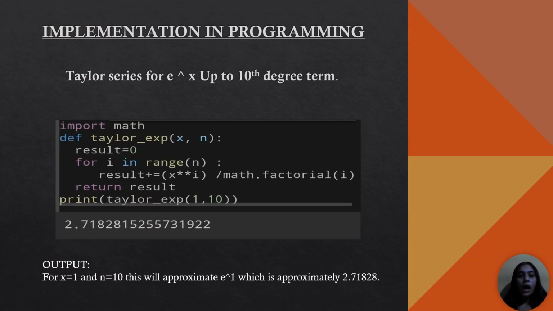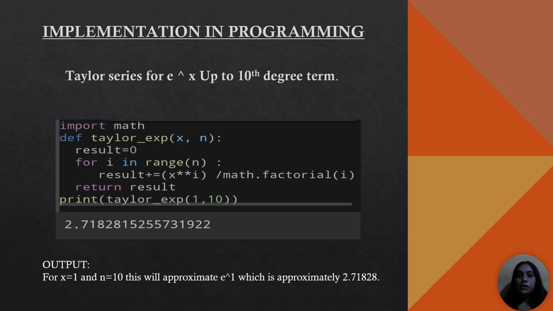So now let us know how the series expansion is implemented in programming. So first let us know how Taylor series is implemented using programming. Let us take an example of e to the power x up to the 10th degree term. So here, to know the expansion, we'll be using Python. So using Python, let us know how the implementation of programming is done for e to the power x.